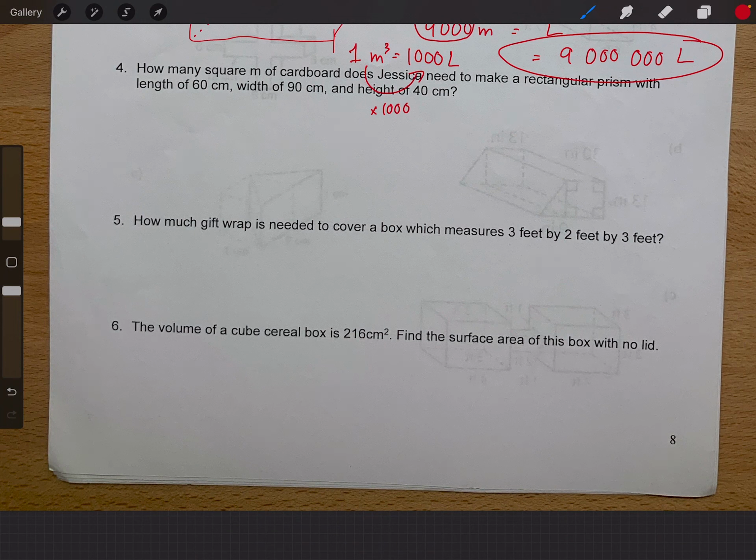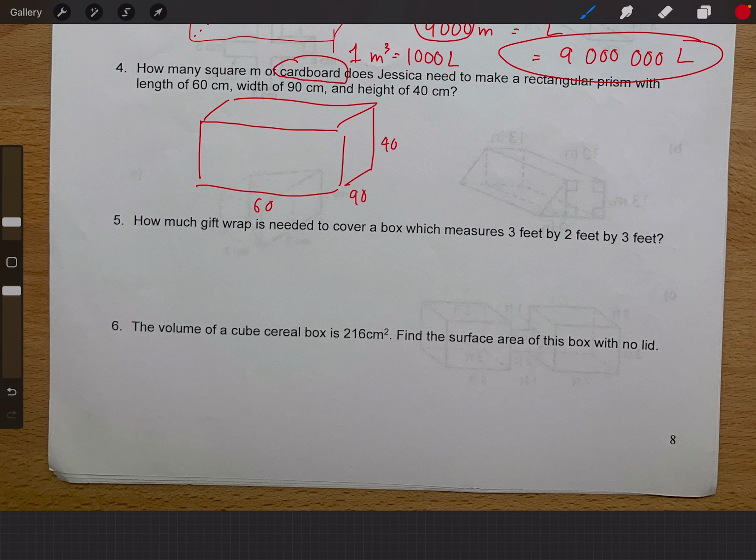Alright. Now it says how many square meters of cardboard does Jessica need? Let me just rub this out. Jessica needs to make a rectangular prism with length of 60. So here's a rectangular prism. You've got length of 60, width of 90, and a height of 40. So when it says how much cardboard she needs, that means because we're using the cardboard to build the outside of the shape, there's nothing being filled up inside. So what you're looking for is surface area.